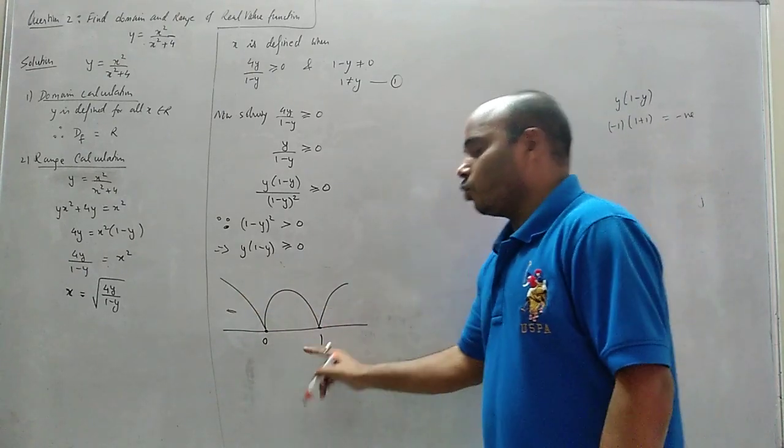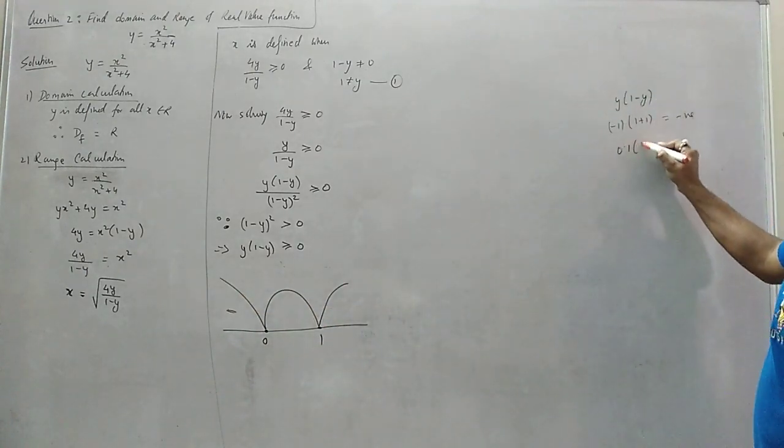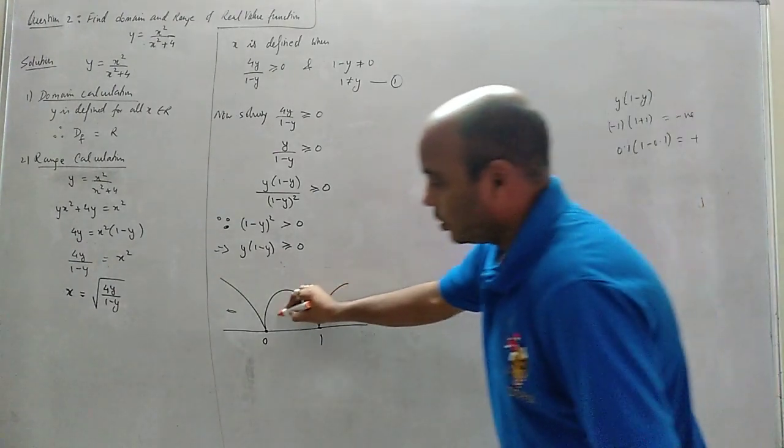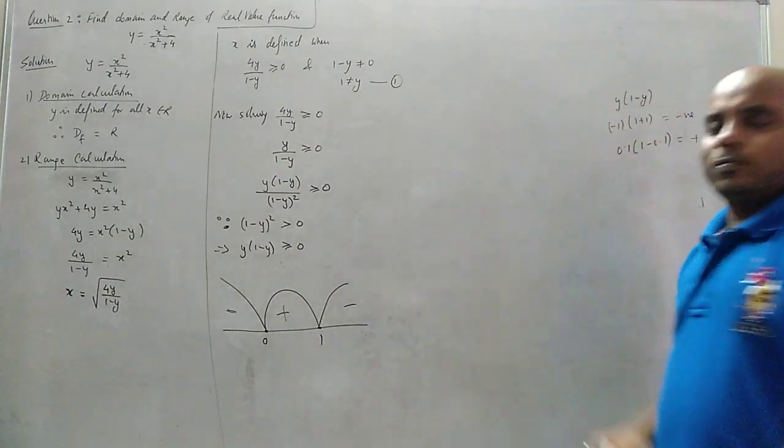Now take a value from 0 to 1. Let's take 0.1: 1 minus 0.1. So positive into positive, positive. This is positive, and this will come as negative. You can show it on your own.